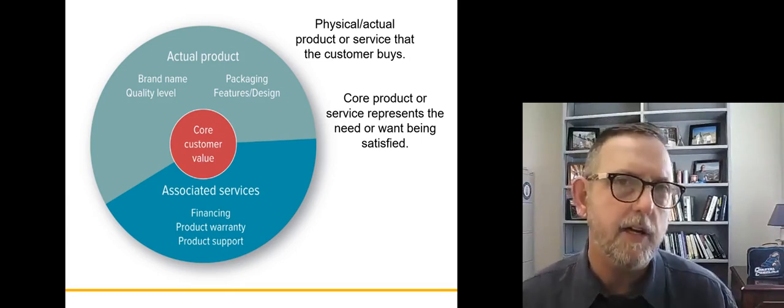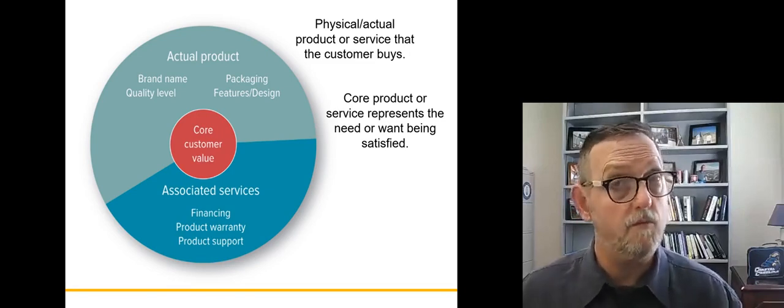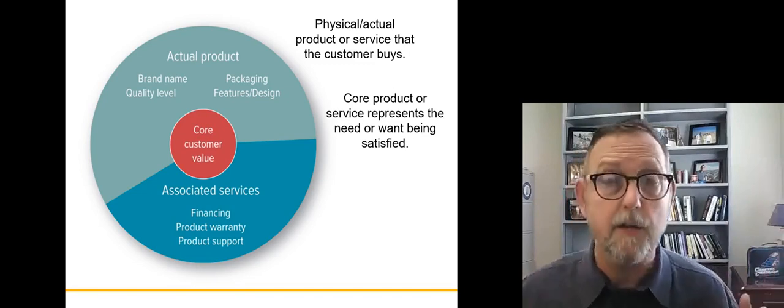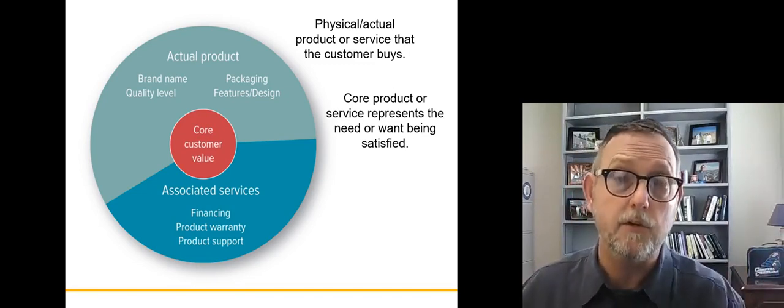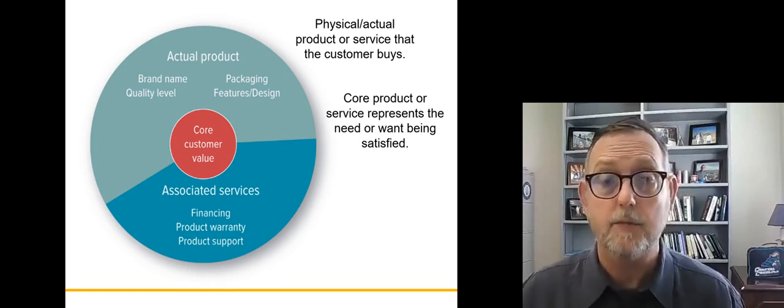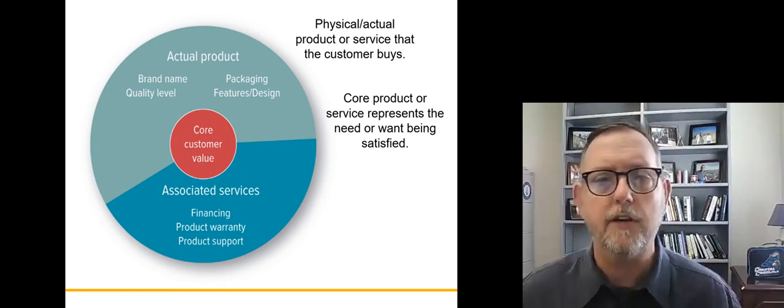So we'll see a lot of variations in products on this level, but ultimately, all the variations, however many they may be, still produce the same core product. They still satisfy the same need. So a lot of differentiation happens at the actual product level.